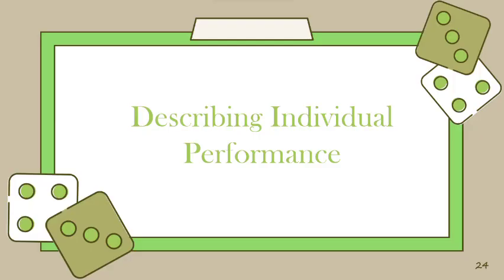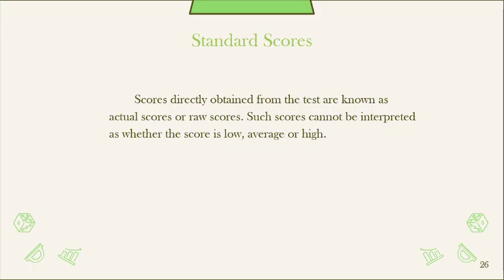Next is describing individual performance. Standard scores. So dito natin i-discuss ang different kinds of converted scores. So, the procedures for converting raw score to standard score are presented in the section. I-discuss ko din siya. So, there are four types of standard score, which are the Z-scores, T-scores, standard nines or stanines, and percentile ranks.